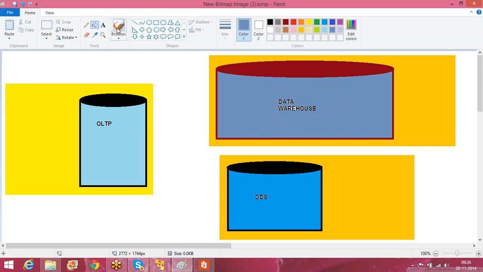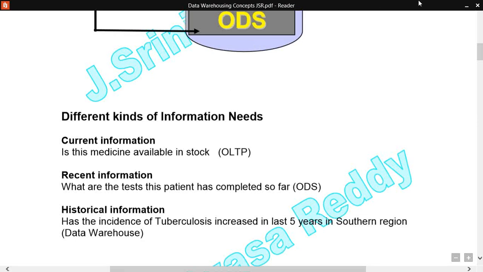So whether you want to populate ODS or you want to populate data warehouse, definitely the data will come from OLTP systems, multiple heterogeneous transactional systems, right? All of you clear about it? What is OLTP? What is ODS? What is data warehouse? What is current information? What is recent information? What is historical data? I believe you understood. Any questions at this moment?